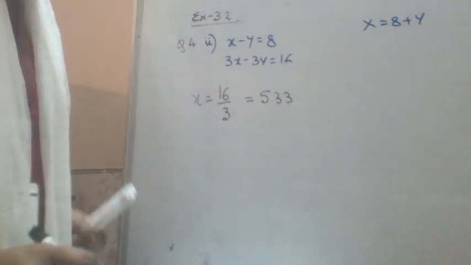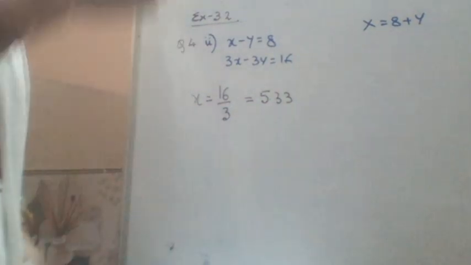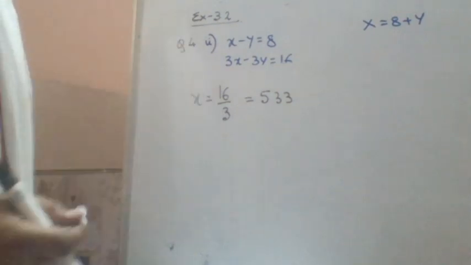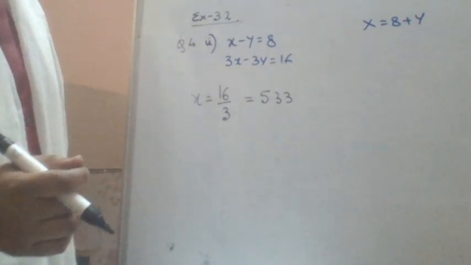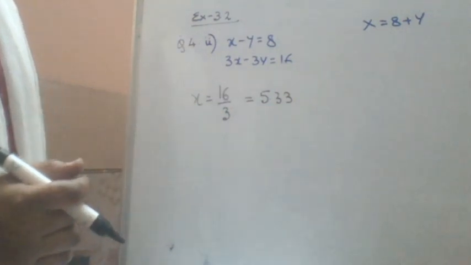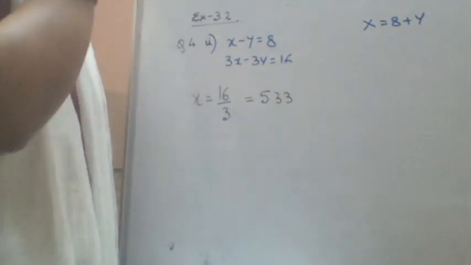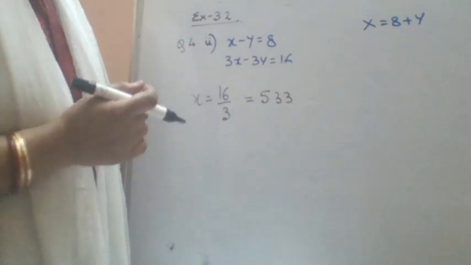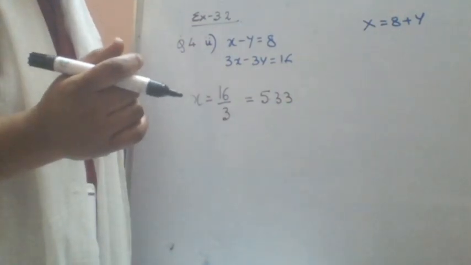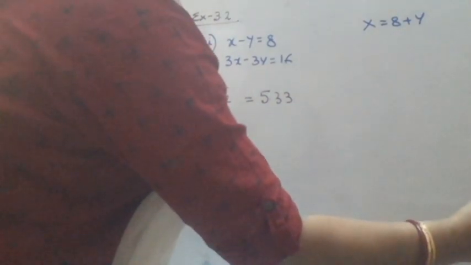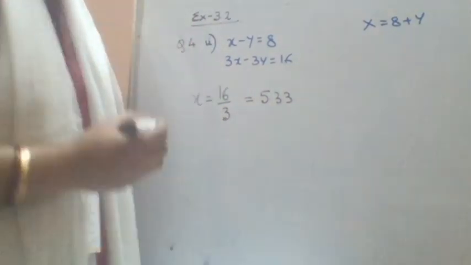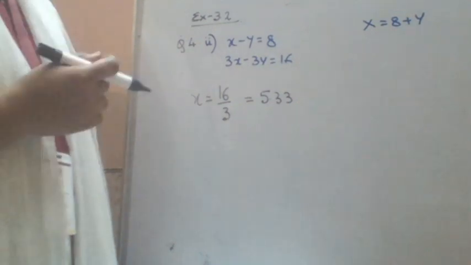So how can you avoid it? This is your 5.33. You can write it down. If y is 0, x is 16 upon 3, that is 5.3 approximately.